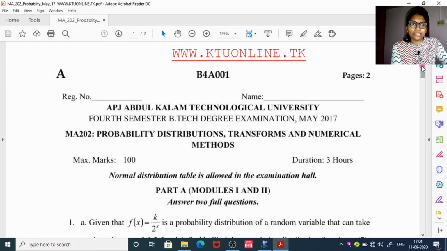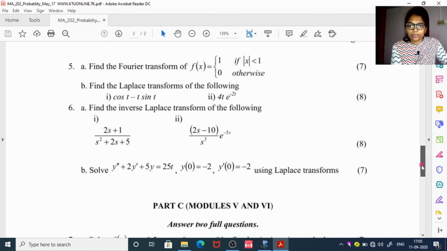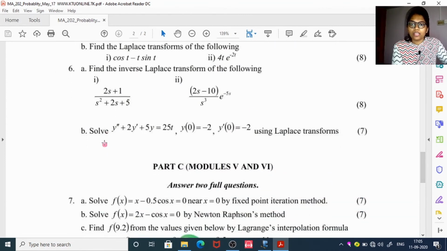Now the last question. See 6b. Solve y double dash plus 2y dash plus 5y equal to 25t. This is a differential equation, and this is a very sure, definite, 100% sure question from the chapter Laplace Transform. Okay, let us copy this.